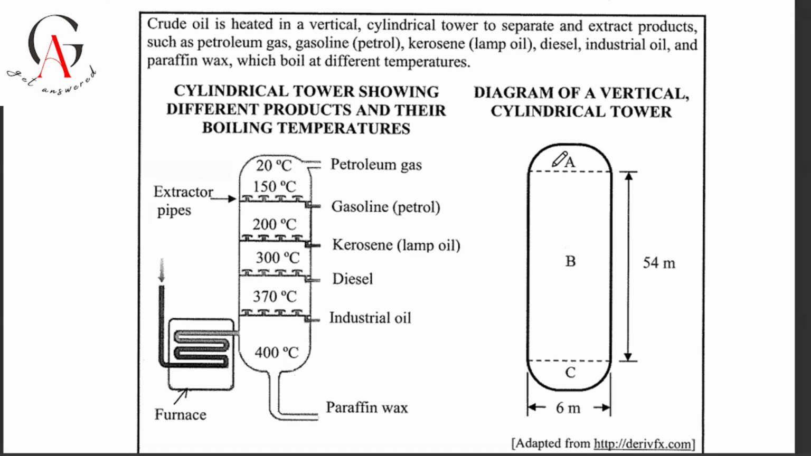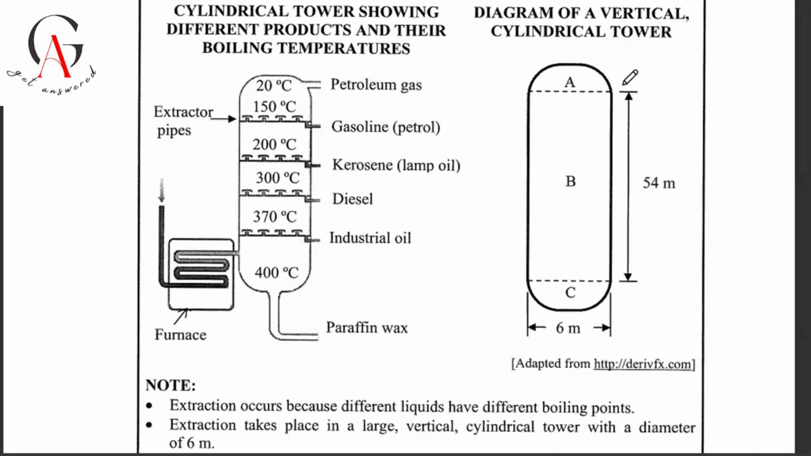Question number 4 says, crude oil is heated in a vertical cylindrical tower to separate the extract products such as petroleum gas, gasoline, which is petrol, kerosene, which is a lamp oil, diesel, industrial oil, and paraffin wax, which boil at different temperatures. On the left, we have the cylindrical tower showing different products and their boiling temperatures. And on the right, we have a diagram of the vertical cylindrical tower.